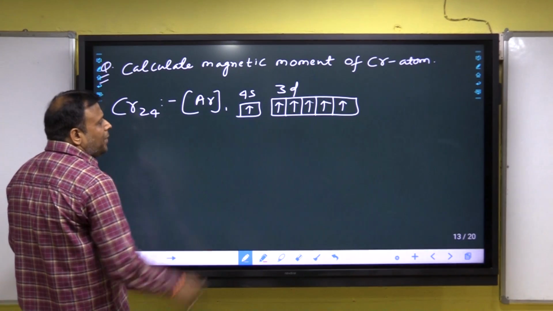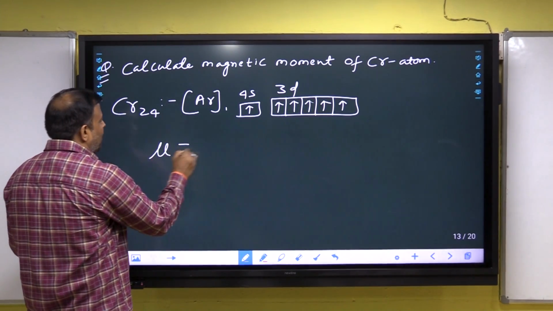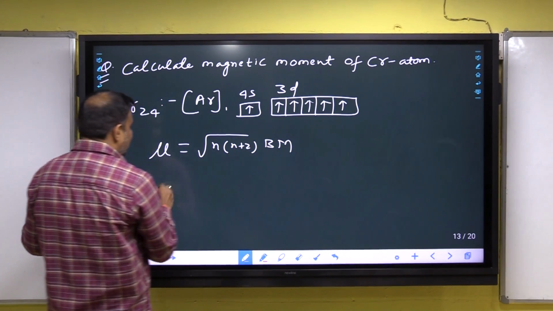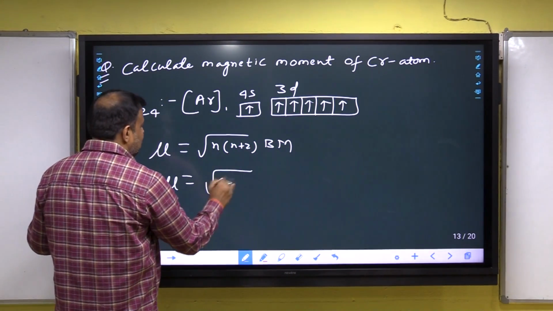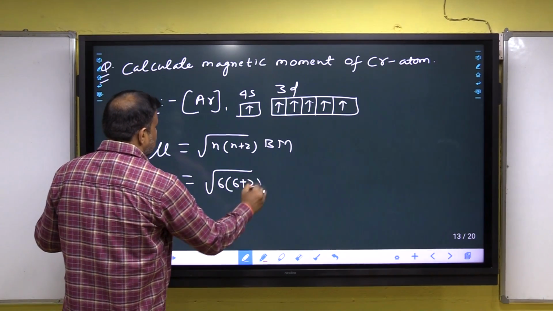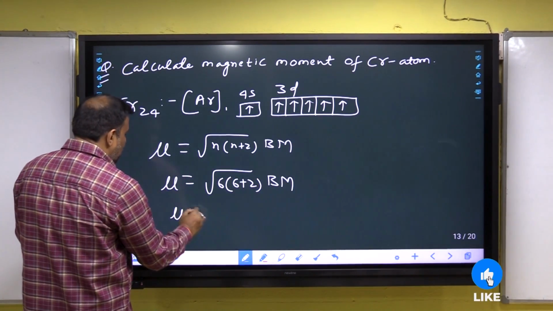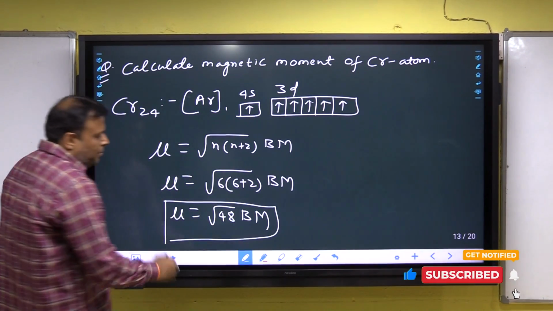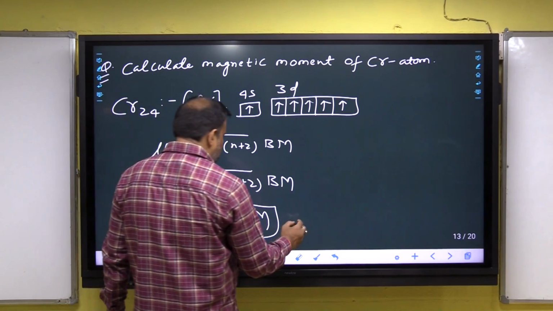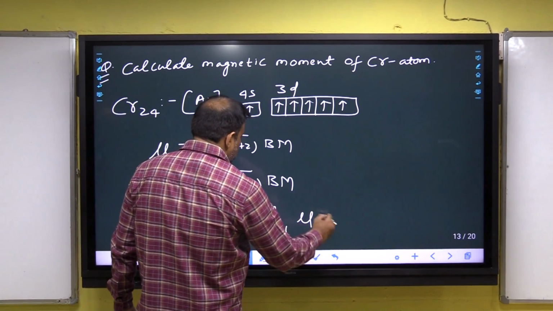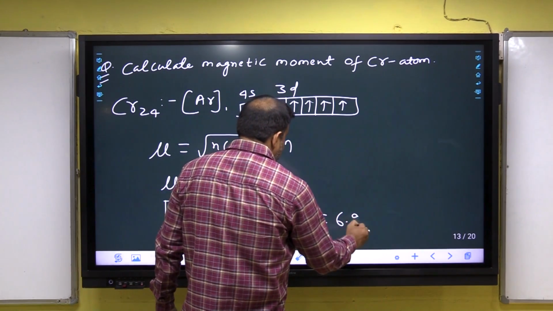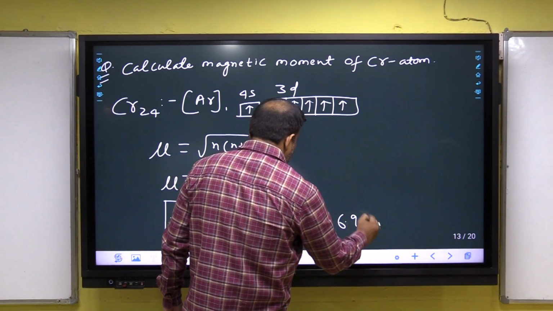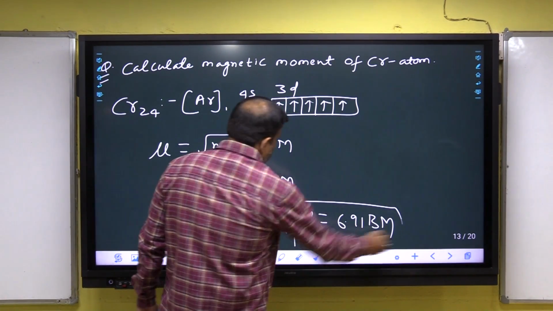When the number of unpaired electrons is 6, magnetic moment is equal to root under n into n plus 2 BM. Hence, mu is equal to root under 6 into 6 plus 2 BM, mu is equal to root under 48 BM. Always keep in mind, the value of root under 48 is 6.91 BM. Clear?